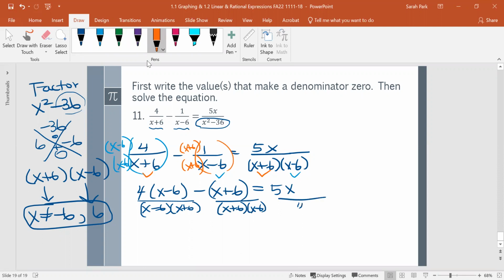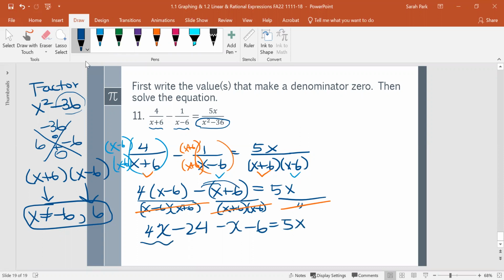So when they have the same denominator, what can we do? We can just knock them out and get 4 times x minus 6, which is 4x minus 24. This negative sign needs to be distributed. We get negative x minus 6 equals 5x. Combine like terms: 4x minus x is 3x. Negative 24 minus 6 is negative 30, like adding 24 and 6 and keeping that negative sign. Negative 30 equals 5x.